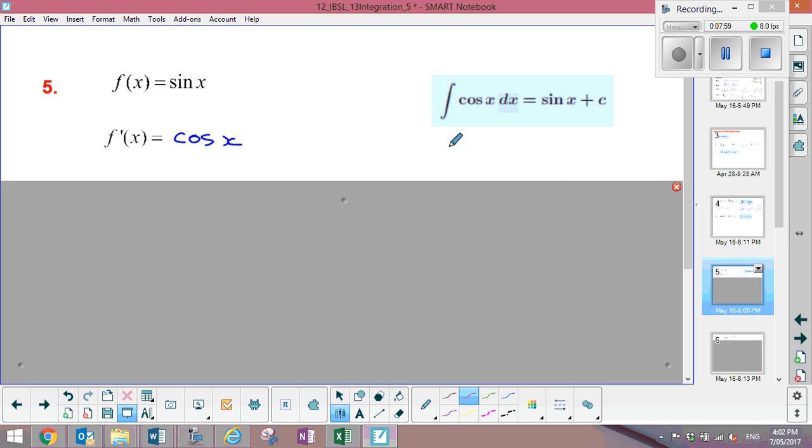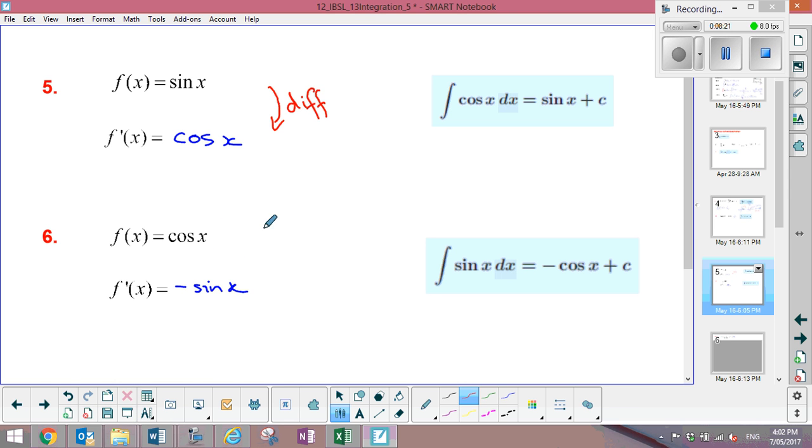Next one are our trig functions. Do you remember when we differentiated sine, we get cos? So if we differentiate, we get cos. So in other words, the integral of cos x dx gives us sine x. So our antiderivative of cos x is sine x and then plus c. When we differentiated cos, we get minus sine.